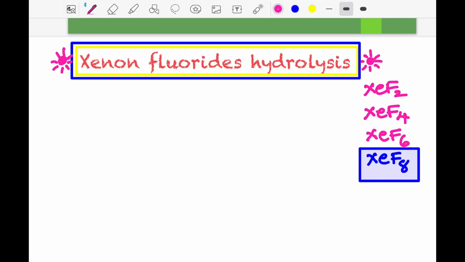Good morning. Today we will talk about hydrolysis of xenon fluorides. Xenon has got xenon difluoride, xenon tetrafluoride, xenon hexafluoride. Literally, xenon octafluoride is possible, but it doesn't exist because of steric reasons. If xenon has to form 8 bonds with fluorine, steric crowding is very high due to size differences. That's why it does not exist. Only 3 fluorides exist here.